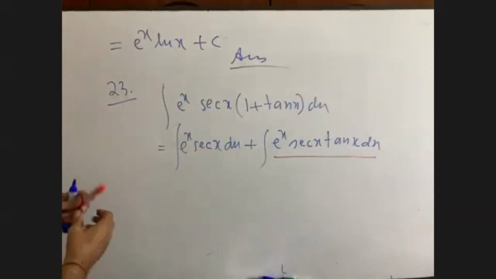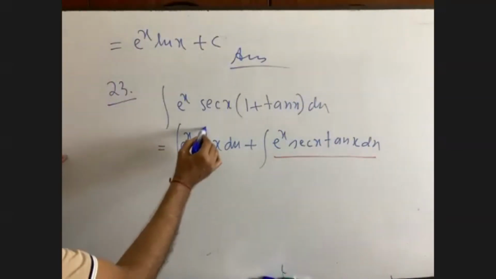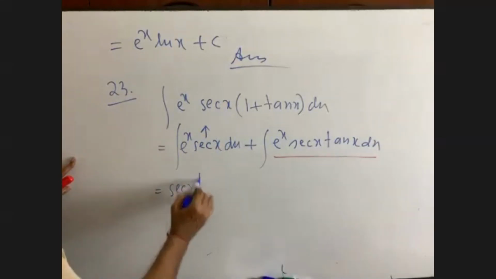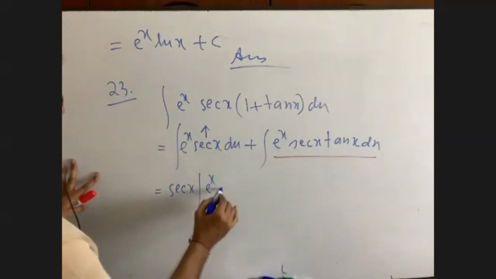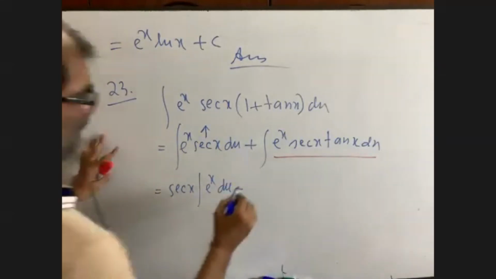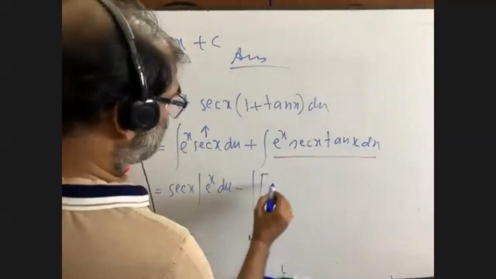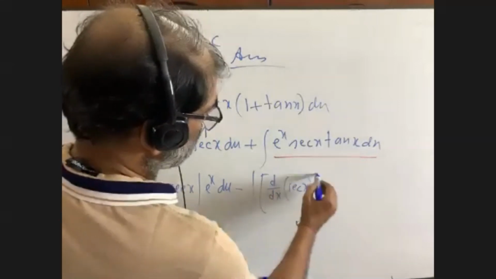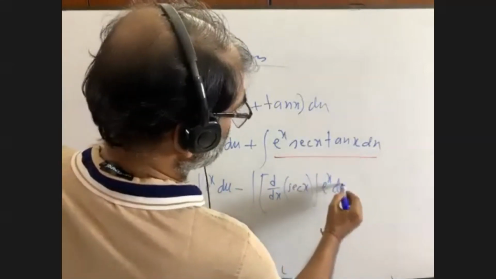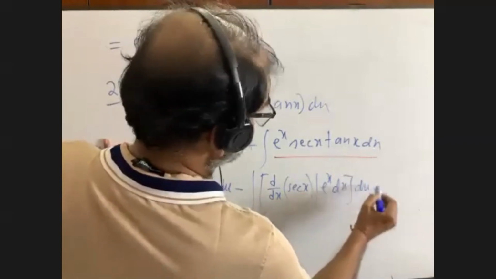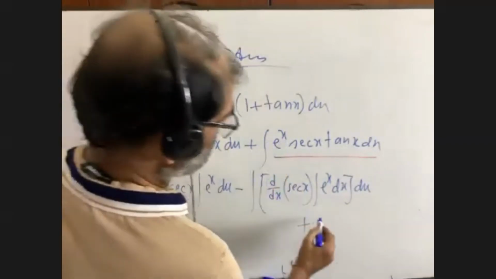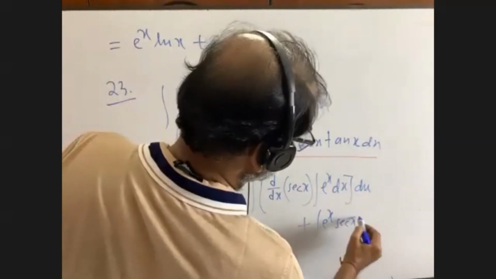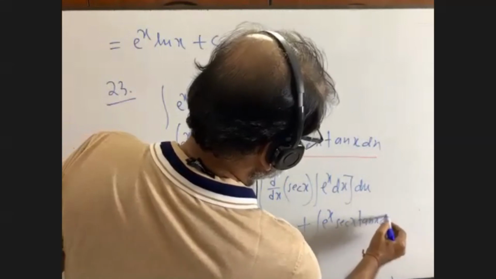Is it okay? You just take u as sec x, so sec x times the integration of e to the power x dx minus the integration of d by dx of sec x times the integration of e to the power x dx, this is dx, and here it is this part. Just you maintain the formalities, nothing else to do here. Tan x dx.